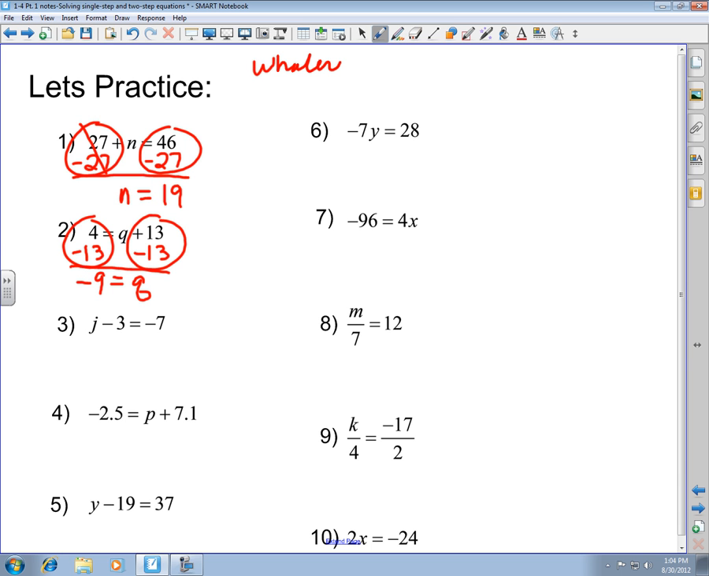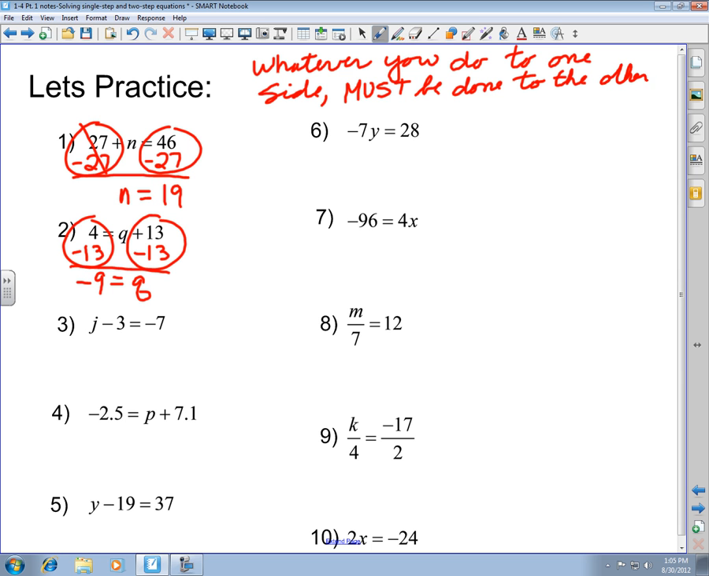Whatever you do to one side must be done to the other side. It's kind of like a scale, okay? If I have a scale here, and I put 10 pounds here, and I put 10 pounds here, we're even, okay?